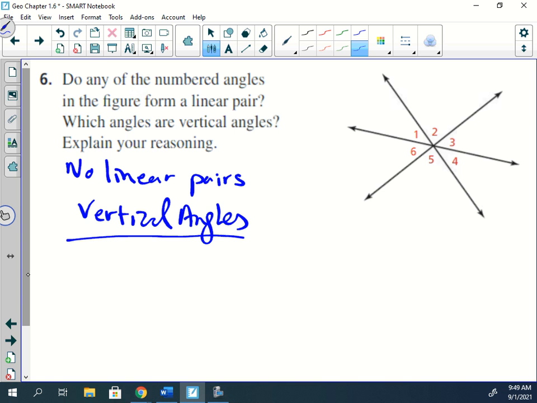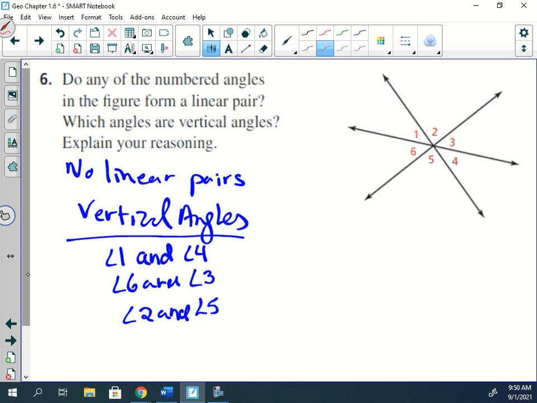I will tell you there are some vertical angles. Angle 1 and what? 1 and 4. What else? 6 and 3. Two and 5. 6 and 4 would not.